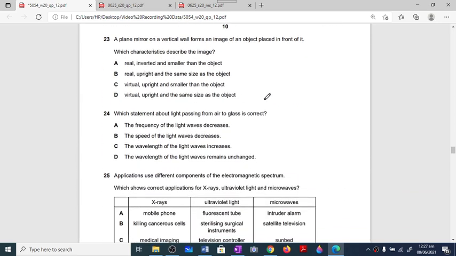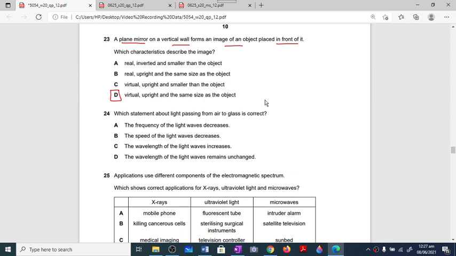Question number 23. A plane mirror on a vertical wall forms an image of an object which is placed in front of it. So for the plane mirror, the image will be virtual and upright and of the same size. For the curved mirror, the properties will vary, but curved mirrors are not related to the syllabus for the O levels.